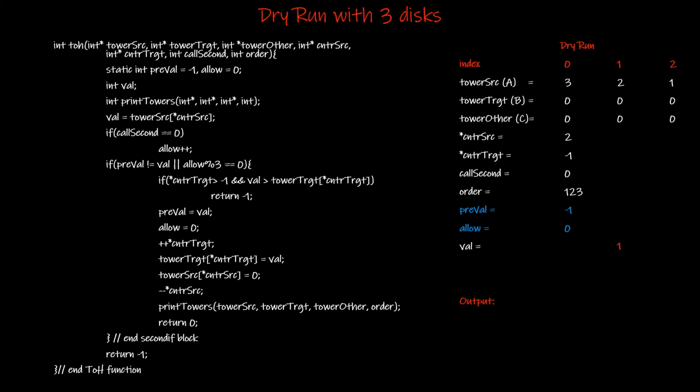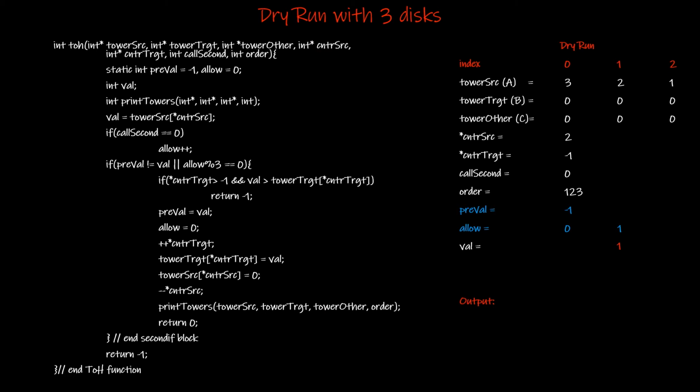Then the if condition is called. Is second value 0? Yes, it is 0, and therefore allow is incremented to 1. Then we check the second if condition. Is preval not equal to val? This is true. Because we are using the short circuit operator, we are not going to check the second part of the condition. So this condition evaluates to true, and therefore control goes within the block to the if condition within the block, and that is executed.